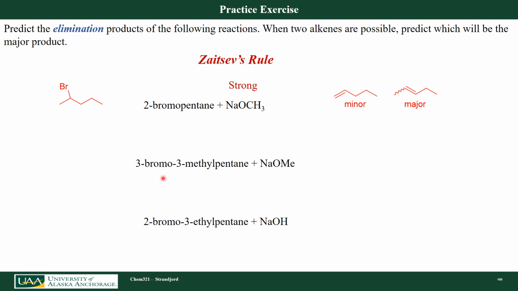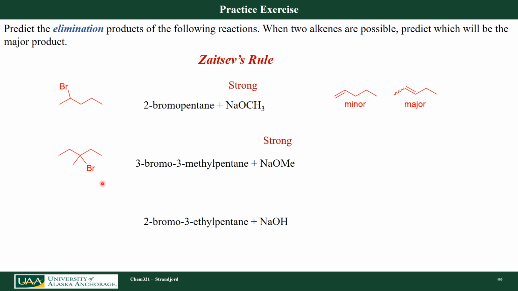Let's redraw 3-bromo-3-methylpentane so we can get a view of that. Notice this is a tertiary alkyl halide. I have 3 beta hydrogens here. I have 2 beta hydrogens here and 2 beta hydrogens here. These 2 are identical because it is a symmetric molecule. I do in this case also have a small unhindered strong base, so I'm thinking Zaitsev's rule again.